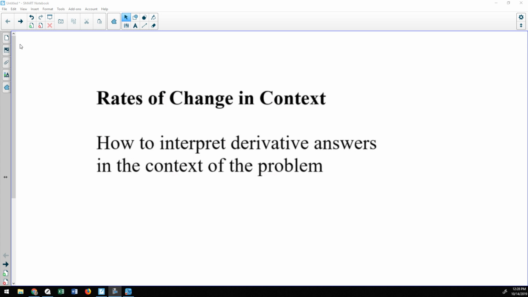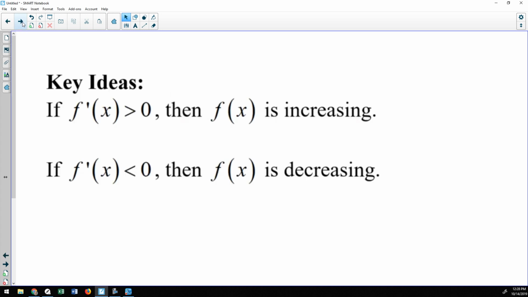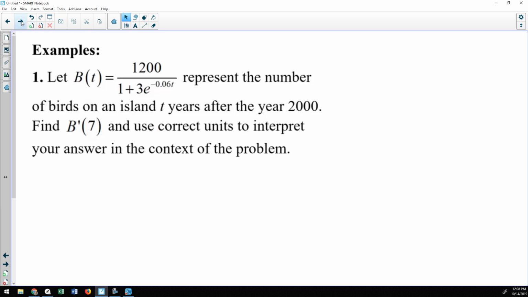And the main ideas to remember when you are interpreting derivative type answers is that if a derivative is positive, the function increases, and if a derivative is negative, then that function decreases. And that will be basically how you interpret your questions. Don't try to overcomplicate it. Keep it as simple as that. Derivative positive, function increases. Derivative negative, function decreases.